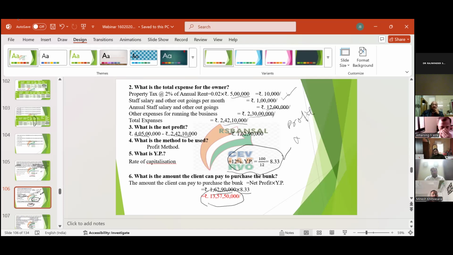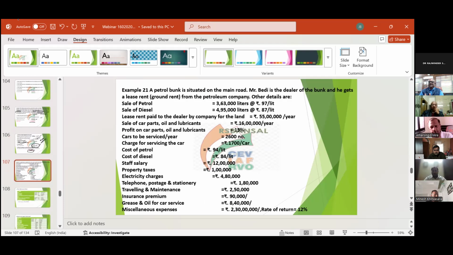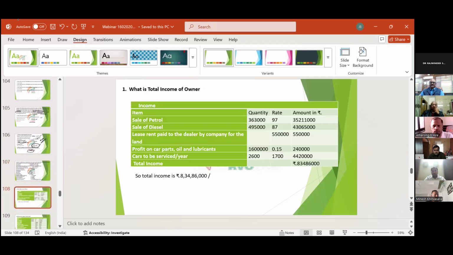and net profit. So rent will be replaced with profit and net rent will be replaced with net profit. Otherwise everything is same. Similarly, you can do this question.